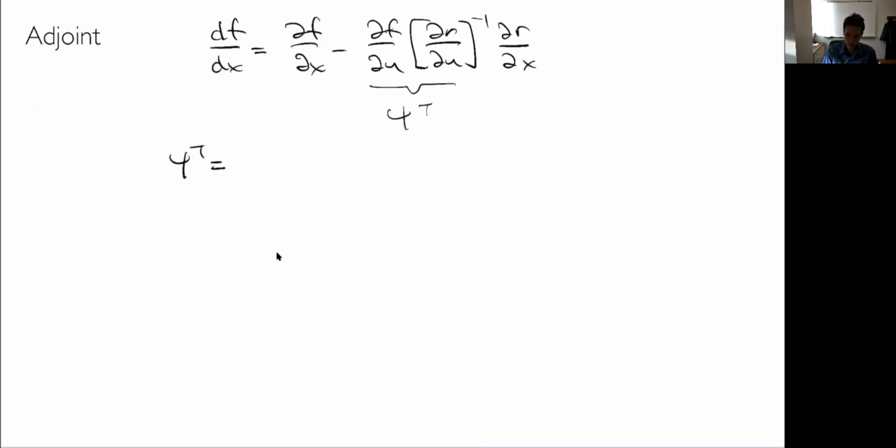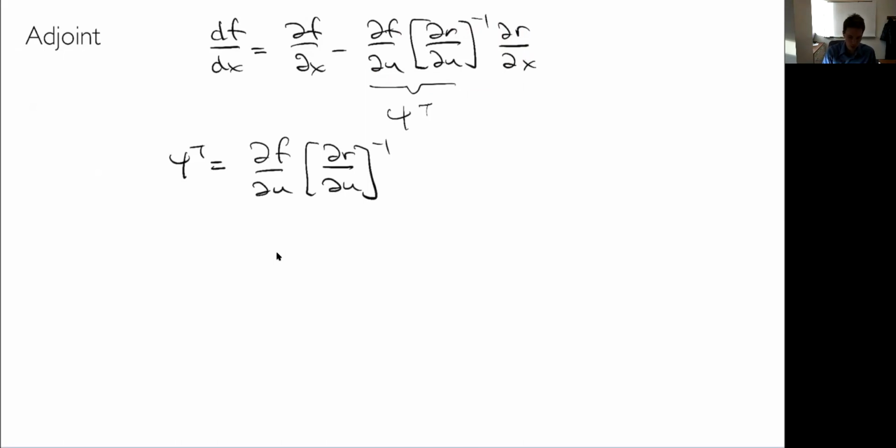It's a row vector. That's why we put a transpose, because it's being multiplied on the left side of this matrix. So psi transpose is partial f, partial u, partial r, partial u inverse. I'm just writing it down to be explicit here. That's just a definition. We didn't do any math. We're just calling it that name for convenience.